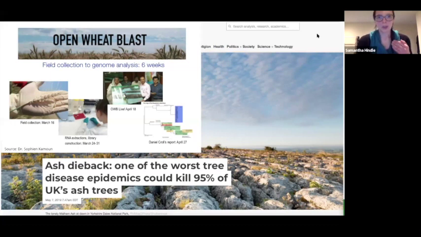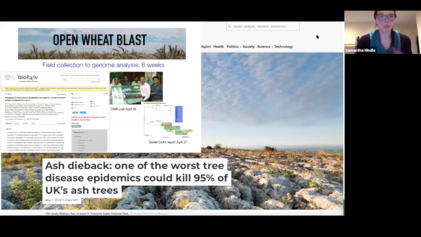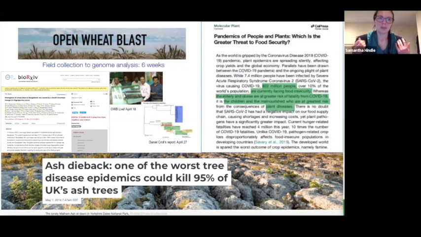And then they were able to share this on open platforms and also on preprint servers, one of their preprints. And so I just want to argue that it's as important to understand plant pandemics as it is to understand a human pandemic such as COVID-19.